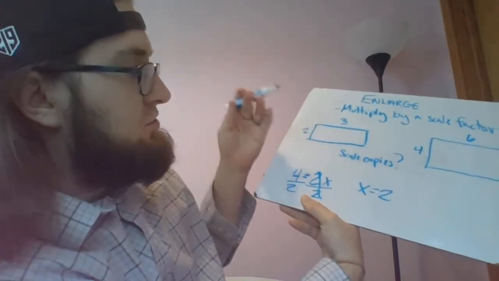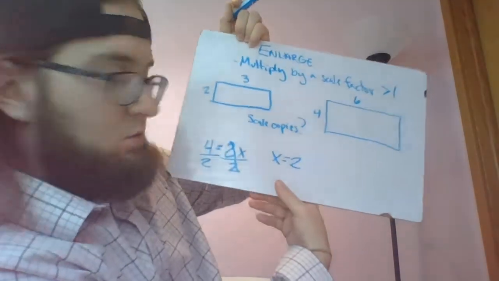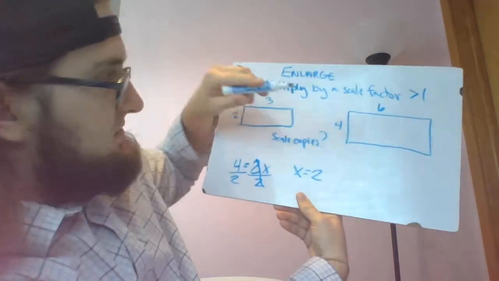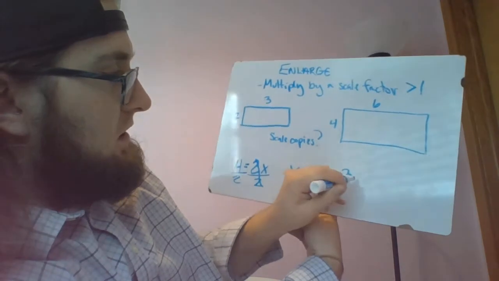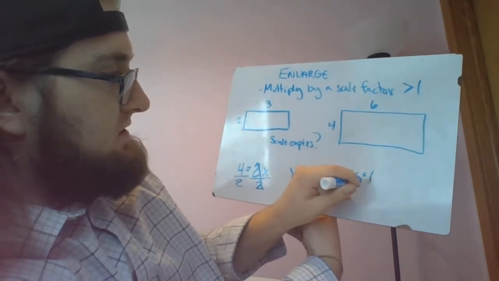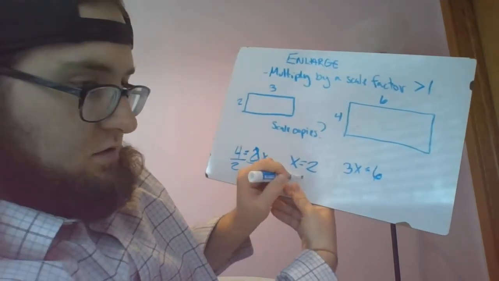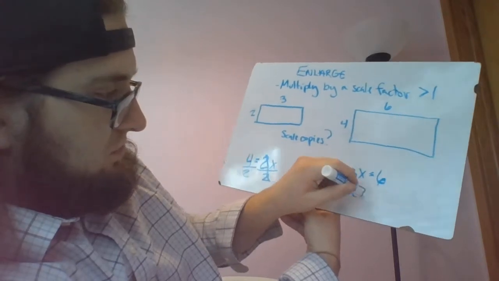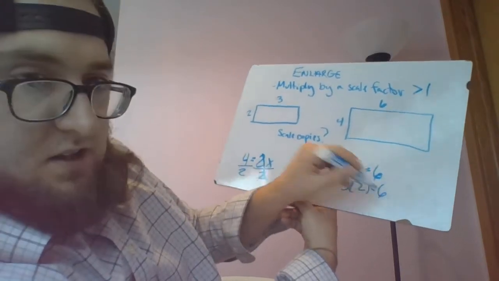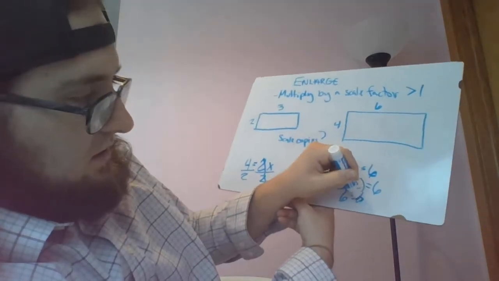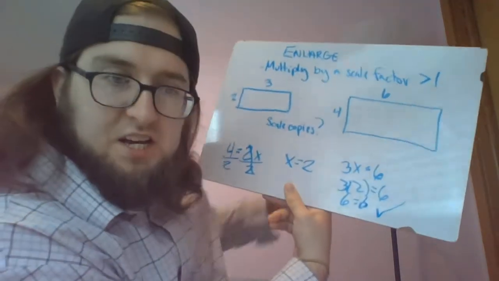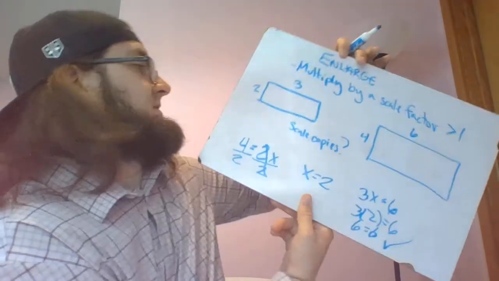Well, in order for this to be a true scale copy, we better be able to multiply the 3 by 2 and get 6. And I know you can do that in your head, but just to prove it, 3 times some x has to equal 6. X is 2 over here, so 3 times 2 equals 6. 6 equals 6. Yes, it does.